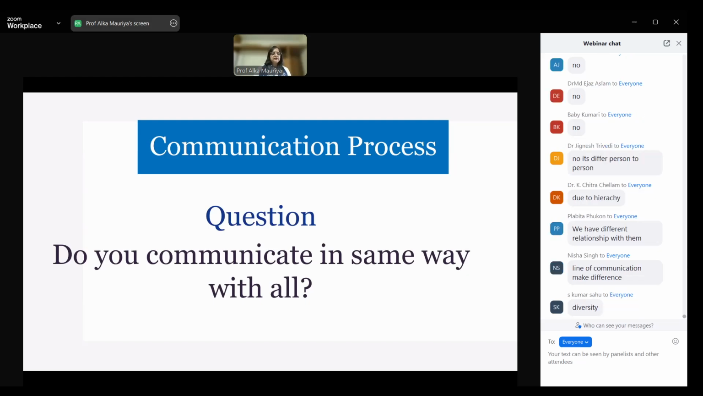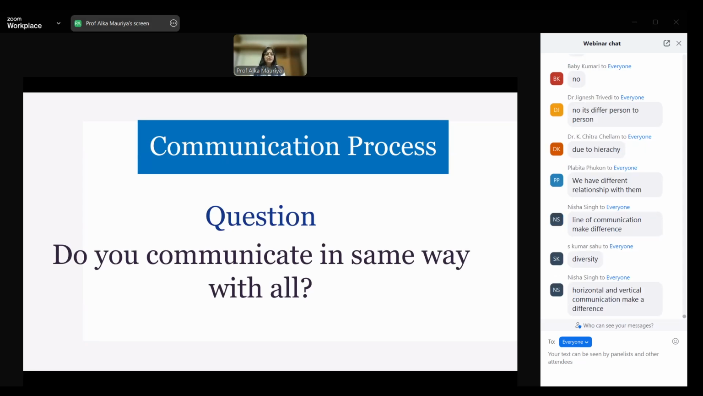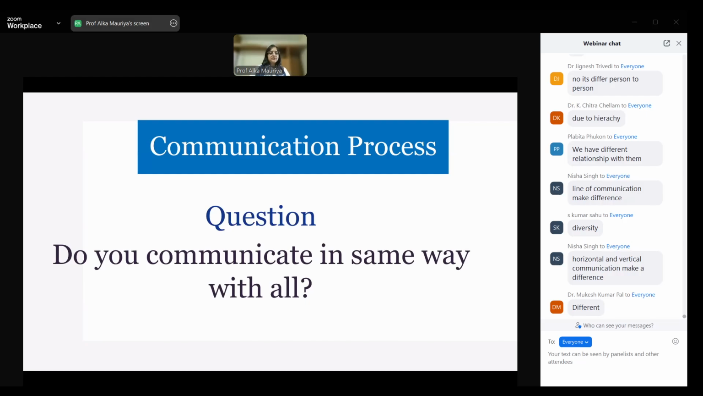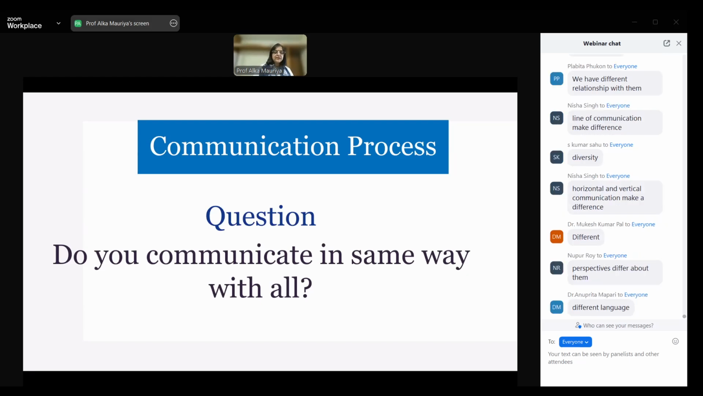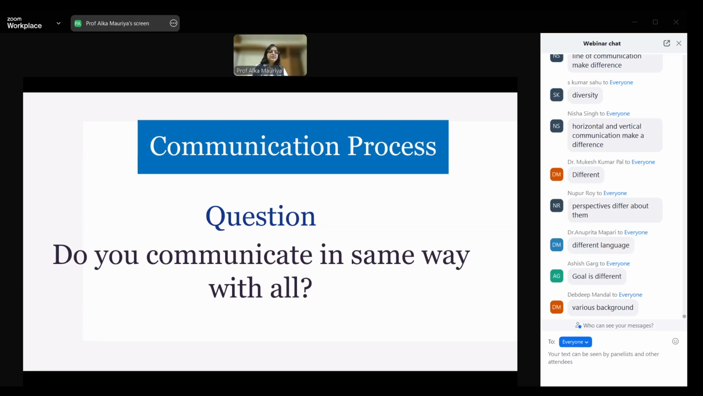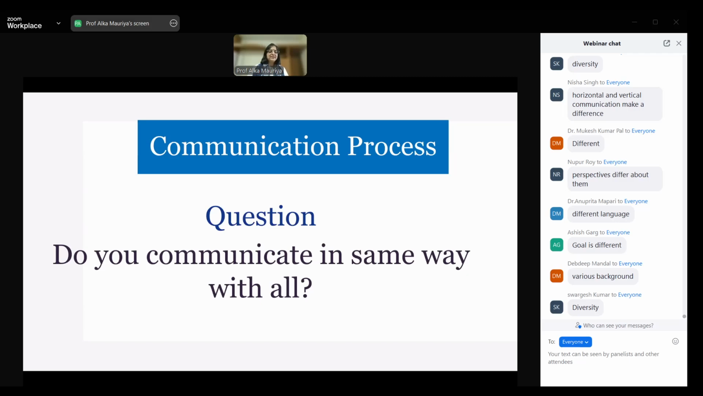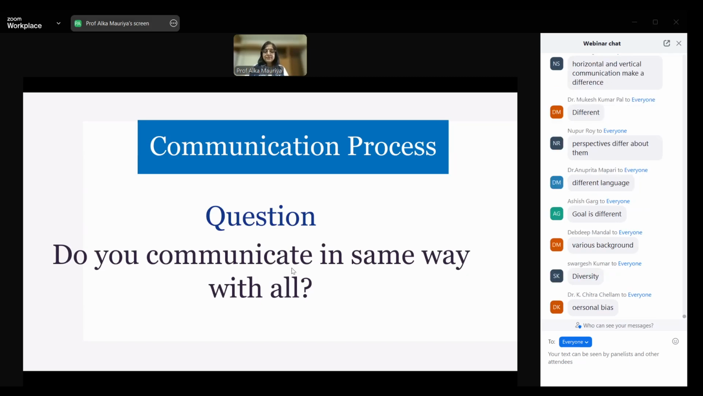Right. Diversity. Good. Can we have more points? More reasons as to why we communicate differently with different persons. I'm sure, within your organizations, you would have come across a lot of challenges or differences as to how we communicate differently from one person to another. So horizontal and vertical communication makes a difference. Professor Nisha has mentioned that. Perspectives differ, goals are different, language. Dr. Anu Frita. Diversity, fine, good.